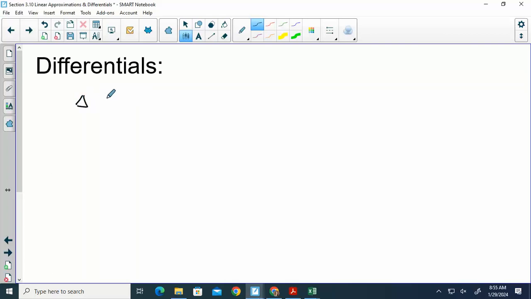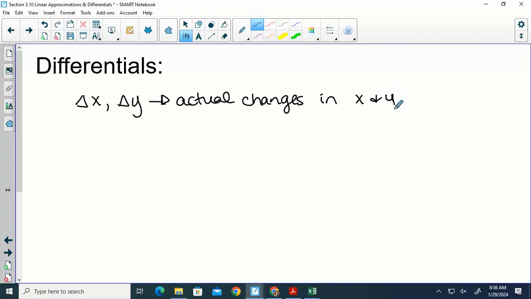When I say a triangle means change, so that means the change in x, change in y. Those are the actual changes in x and y on the curve, the original graph. So how much does x change, how much does y change between 2 points on the graph?